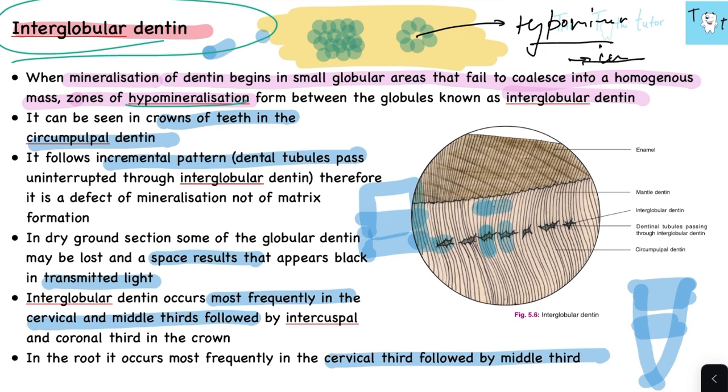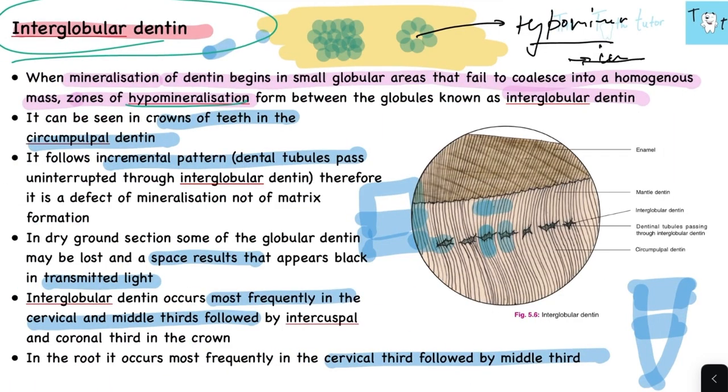So this is it for this lecture. I hope you understood all the topics. In the next lecture, we'll discuss the age changes and the various structures associated with the age changes of dentin. Okay, thank you.